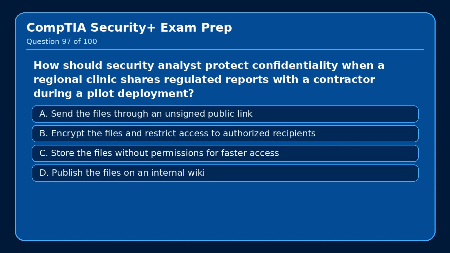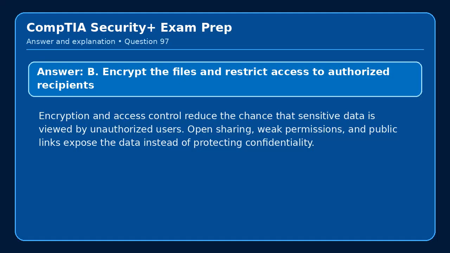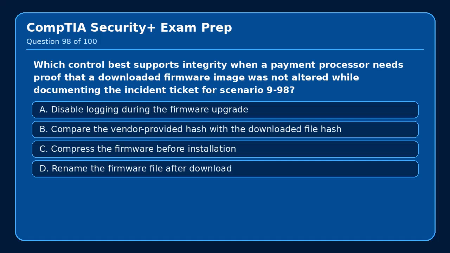Question 100. When a logistics company needs proof that an administrator approved a critical change, which mechanism is strongest before the production rollout for scenario 9 to 100? A. A verbal approval with no record. B. A digitally signed approval record. C. A shared administrator password. D. A deleted change ticket. Take a moment to choose your answer. The answer is B. A digitally signed approval record. Digital signatures support non-repudiation because they bind approval to a specific signer and protect the record from undetected modification. Shared passwords, verbal approval, and deleted records weaken accountability.